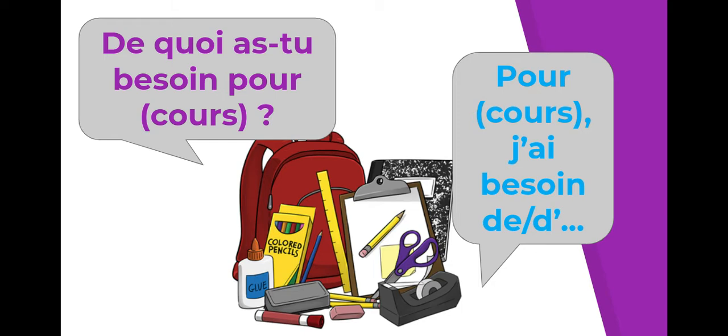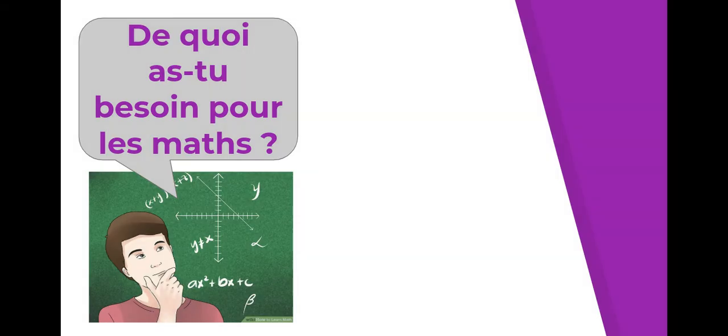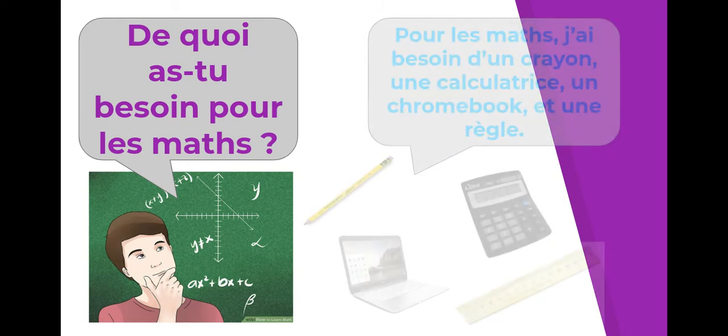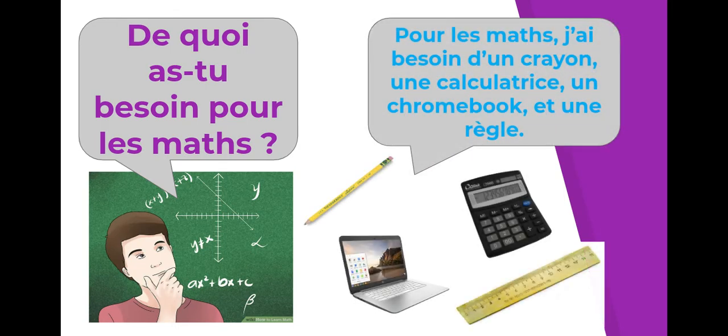So, de quoi as-tu besoin pour course? What do you need for the class? For the class, j'ai besoin de, I need, and whatever you need. Par exemple, répétez de quoi as-tu besoin pour les maths? Pour les maths, j'ai besoin d'un crayon, une calculatrice, un Chromebook et une règle.